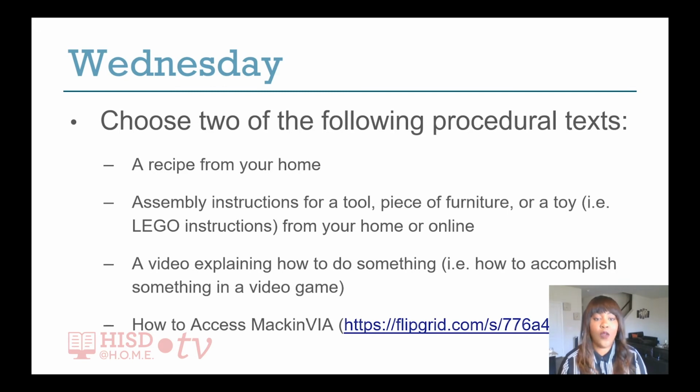On Wednesday, choose two of the following procedural texts. You can choose a recipe that you find in your home. You can choose some assembly instructions, maybe for a piece of furniture or a toy, or even something that you find online. You could choose a video explaining how to do something, or even directions on how to access Mac and Via.